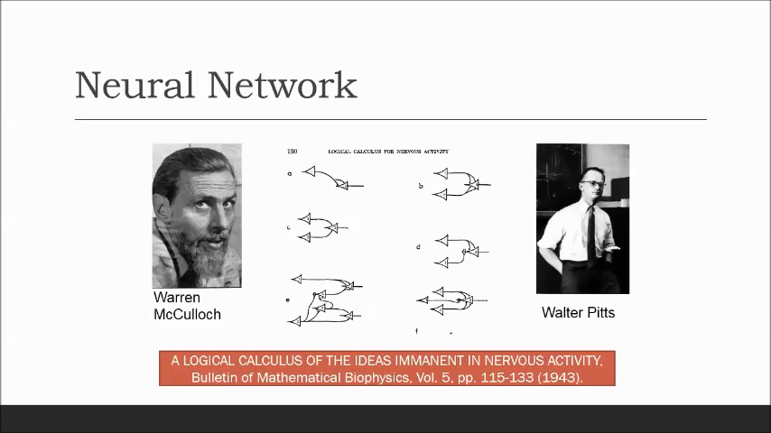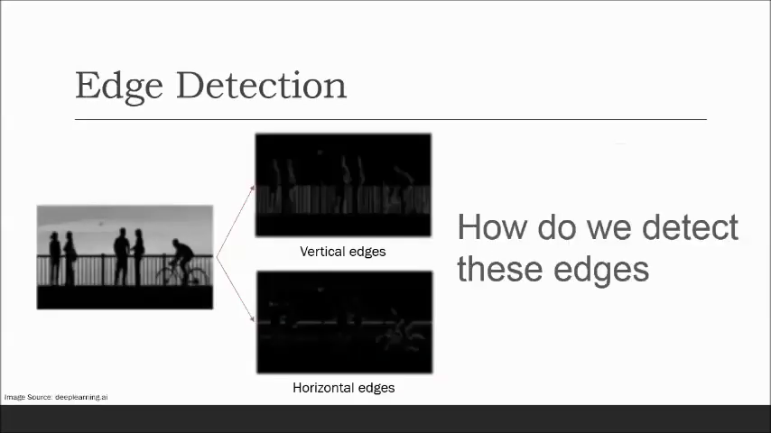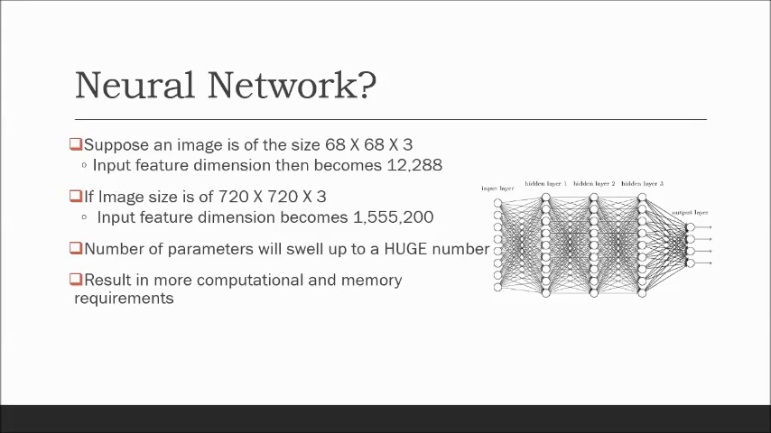So how will you use this neural network to train an image? For that, what are the problems there? If we go to a particular example, I'm just going to this slide, and then I'll go back to the previous slide.